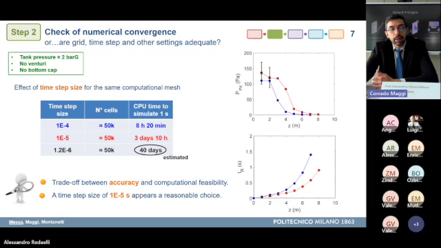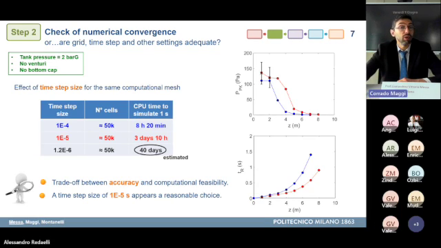Now, if the time step size was reduced down to 1.2 × 10^-6 seconds, then the calculation time needed to simulate 1 second using the same machine with 6 processors in parallel could only be estimated equal to 40 days. And clearly, we didn't run a 40 days long simulation. So what we did was to stop the simulation before.